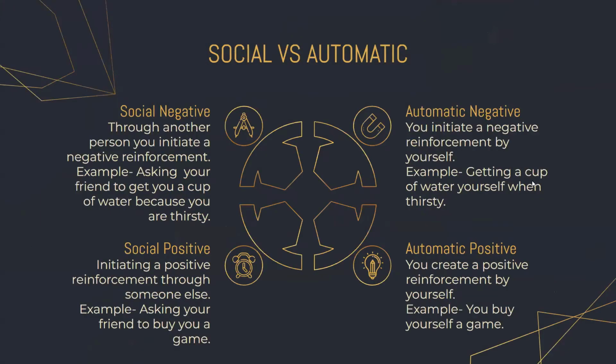And here we've got social versus automatic reinforcements. Social means that there is another person reinforcing your behavior, and automatic is a reinforcement that is by yourself. So here we've got social negative. For example, you are asking your friend to get you a cup of water because you're thirsty. We've got social positive, which is initiating a positive reinforcement through someone else. So you ask your friend to buy you a game. And then you've got automatic negative, which is by yourself. So you're getting a cup of water when you are thirsty. And automatic positive is you getting yourself the game instead of asking your friend to buy you a game.